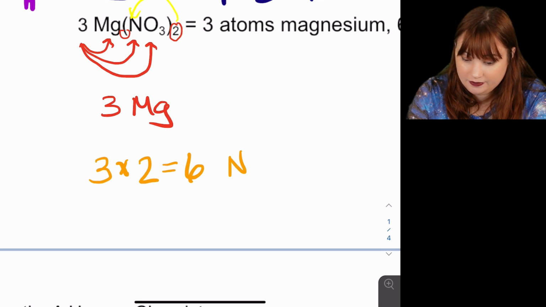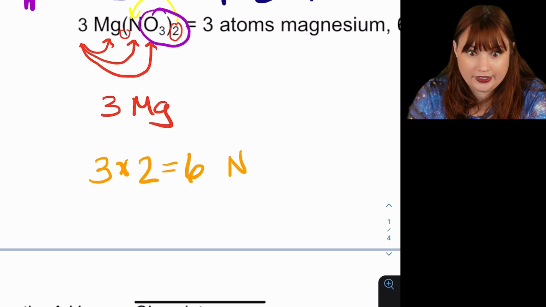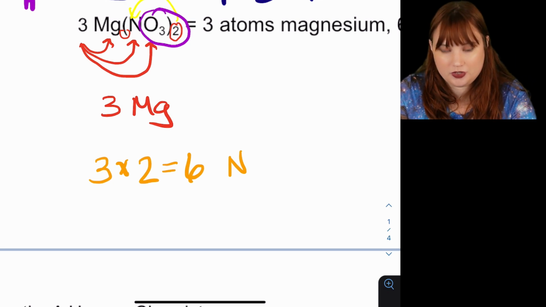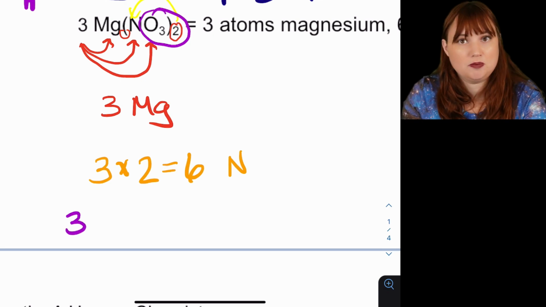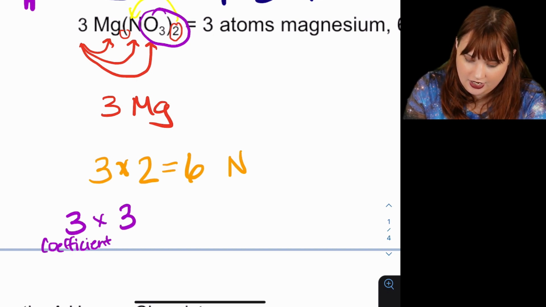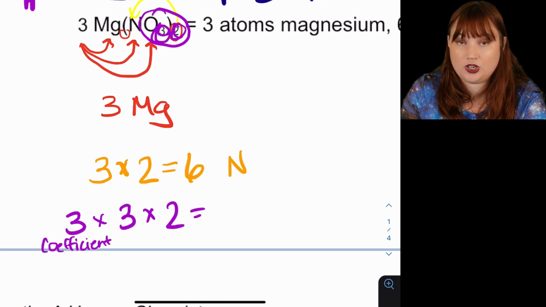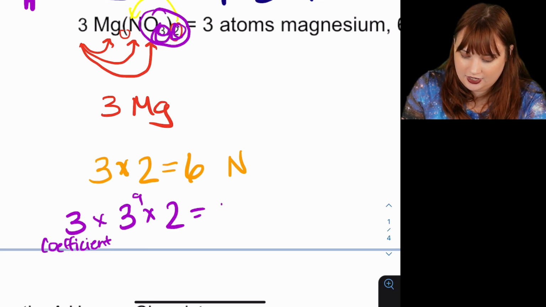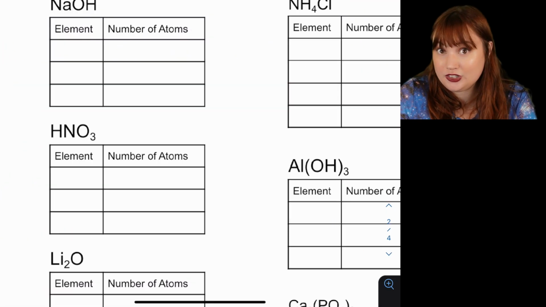And finally, 3 times this whole mess here with oxygen. Let's deal with the subscripts first. Actually, we can do it all together. We just multiply all the numbers. We have 3 from the coefficient. We have 3 from this first subscript and 2 from the second subscript next to it. So 3 times 3, that's 9. 9 times 2, 18. I should have 18 oxygens. Let's see if I did that right. Yep, 18 oxygens.